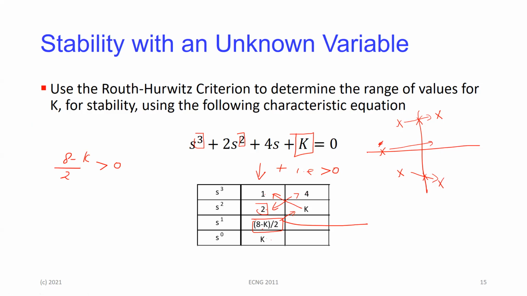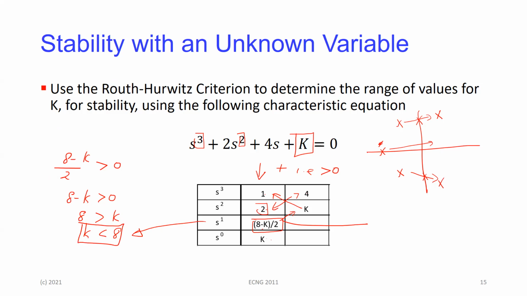If I tell you 8 minus 2 over K has to be greater than 0, what is the inequality related to K? Somebody said less than 8. Let's see. The next step will be 8 minus K is greater than 0, or 8 is greater than K, so K has to be less than 8. That is what this particular cell is giving me.